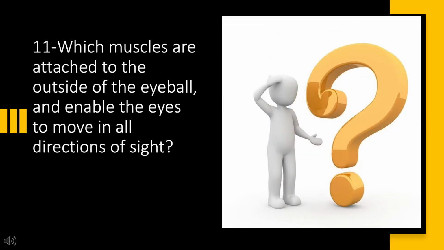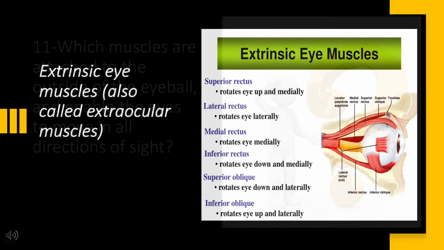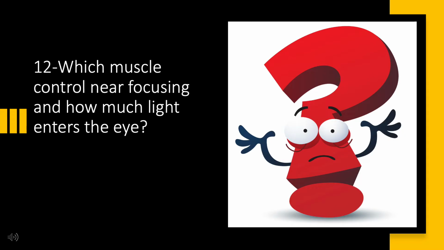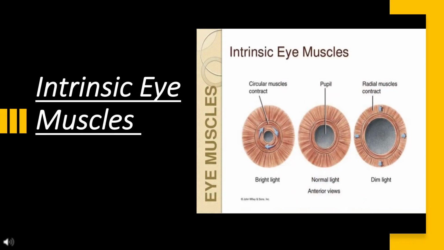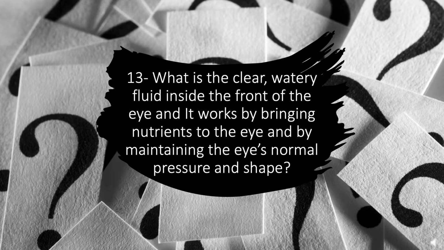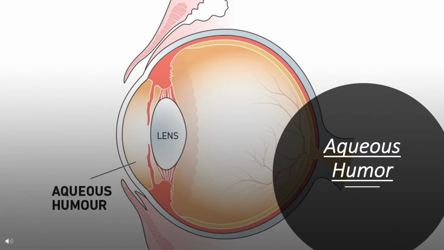11. Which muscles are attached to the outside of the eyeball and enable the eyes to move in all directions of sight? Extrinsic eye muscles, also called extraocular muscles. 12. Which muscles control near focusing and how much light enters the eye? Intrinsic eye muscles. 13. What is the clear, watery fluid inside the front of the eye, and it works by bringing nutrients to the eye, and by maintaining the eye's normal pressure and shape? Aqueous humor.